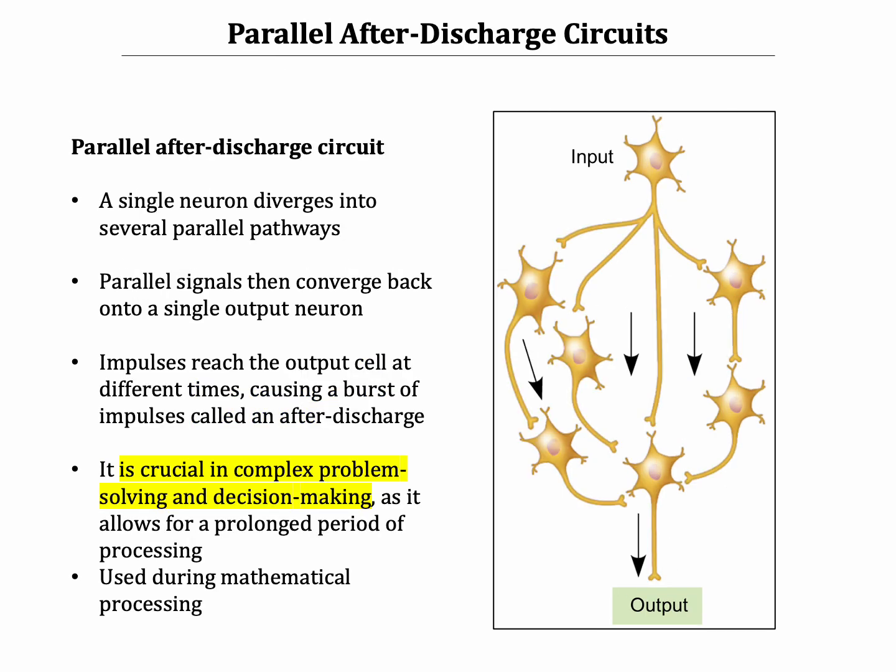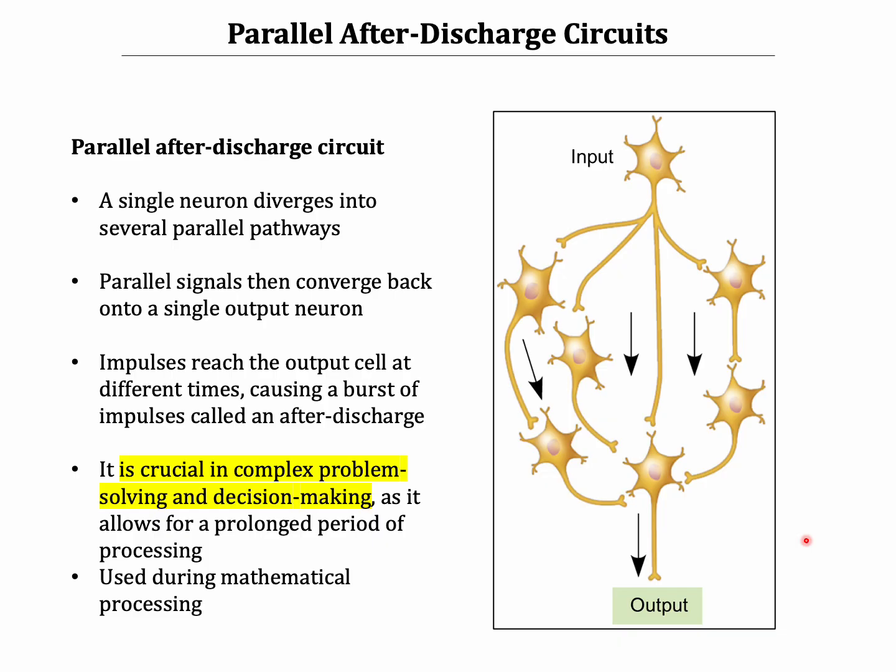Then our last example here is parallel after-discharge. This is when you have one input neuron sending messages to several other neurons, which then integrate, connect different areas of the brain, and then it all converges back onto one output neuron. These are important for complex problem solving as well as decision making.